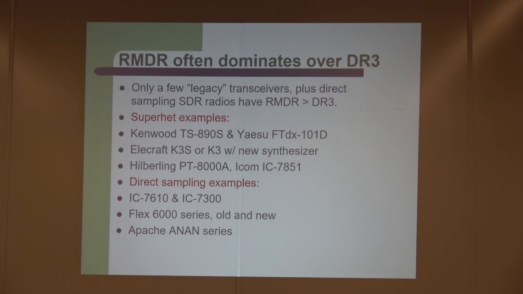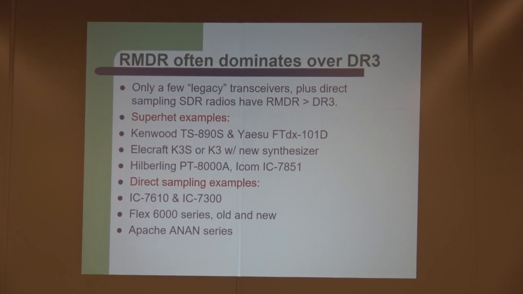The new Kenwood, the new Yaesu, the K3S. If you have a K3, go buy the synthesizer upgrade. It's like $125 or whatever it costs. Hopefully they'll keep offering that, because they're not selling K3s anymore, but hopefully they still sell that module, as that really makes a difference. Well, now and then we had the Hilberling, kind of expensive, $18,000. The ICOM 7851, it's cheap, $12,000. But anyway, those have this amazing synthesizer, very low phase noise.